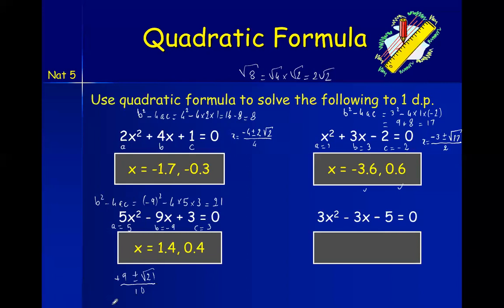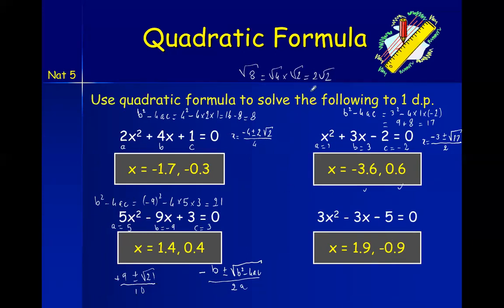So step by step, you just need to remember it's minus b using your formula, plus and minus root of your discriminant, divided by 2a. And for the last one, you would do the exact same work, and then you would get x equals 1.9 and negative 0.9. So all of these had real distinct roots, which is usually what would happen.